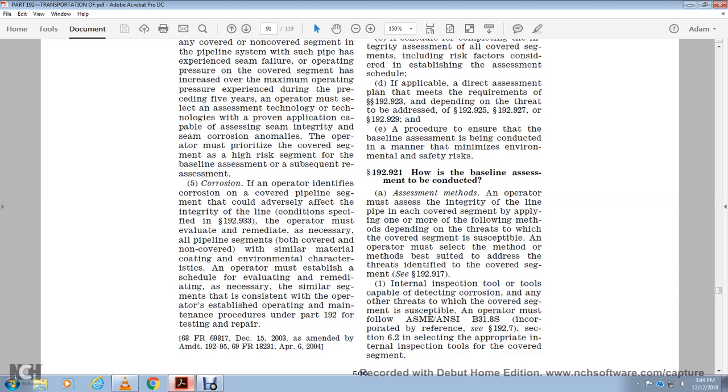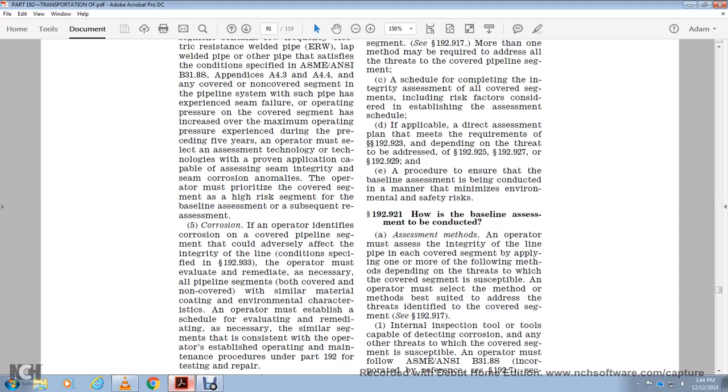Corrosion. If an operator identifies corrosion on the covered pipeline segment that could adversely affect the integrity of the line, under the conditions specified in 192.933, the operator must evaluate and remediate as necessary all pipeline segments, both covered and non-covered, with similar material coating and environmental characteristics. The operator must establish a schedule for evaluating and remediating, as necessary, the similar segments that is consistent with the operator's established operating and maintenance procedures under part 192 for testing and repair.